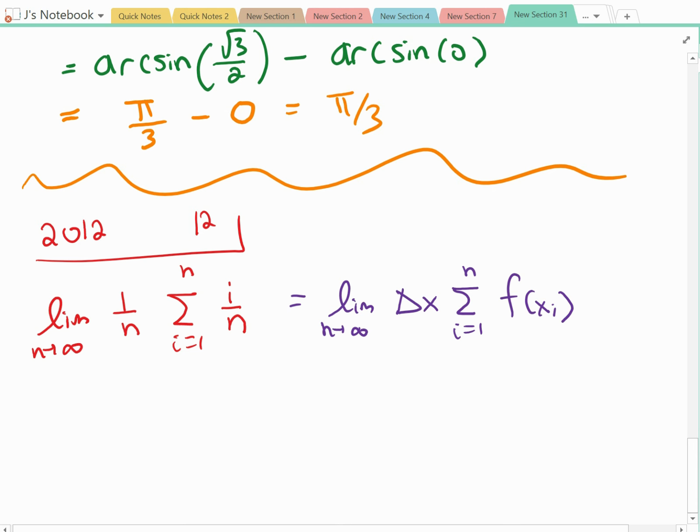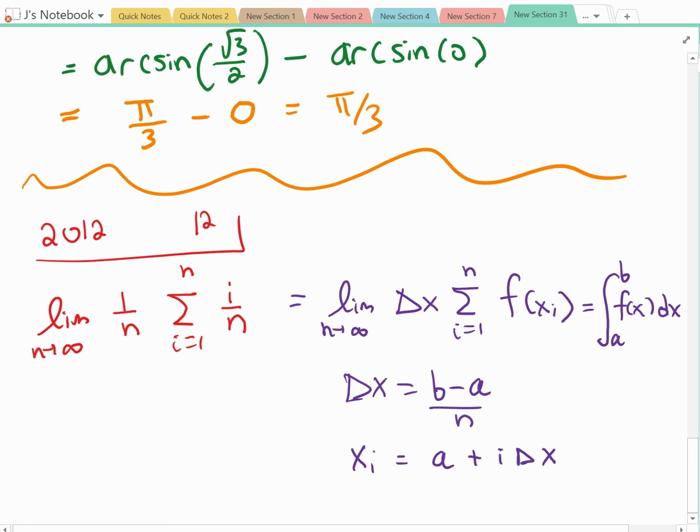So, the general form of a Riemann sum, we can convert into a Riemann integral, the integral from a to b of f of x dx, where delta x is (b minus a) over n, and x sub i is a plus i delta x. So the fact that there's no single number being added to this expression that looks like i delta x means that a is 0.